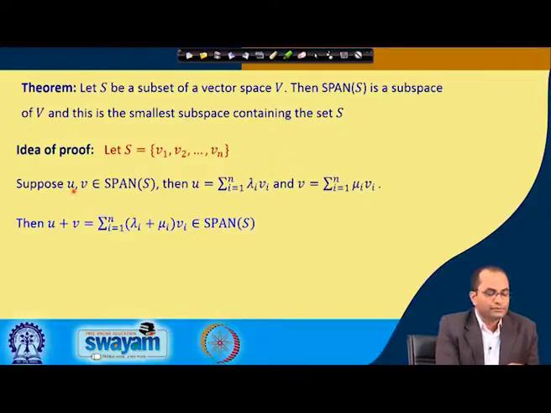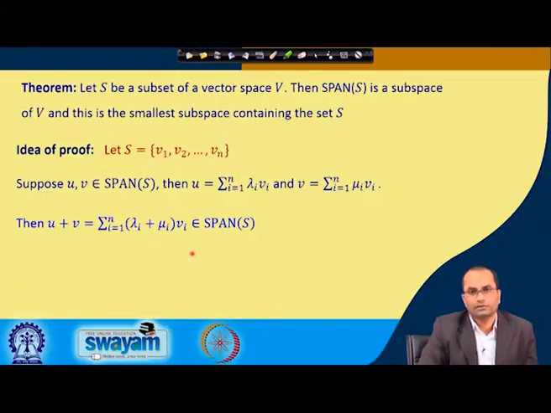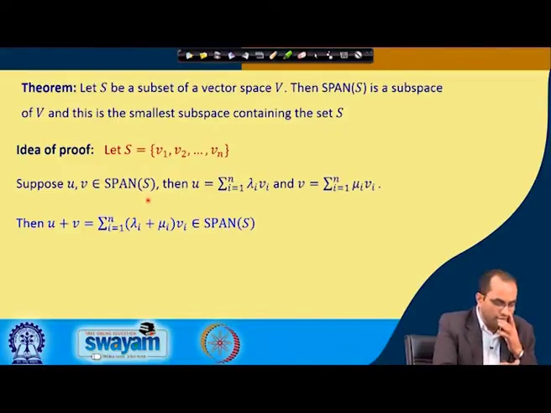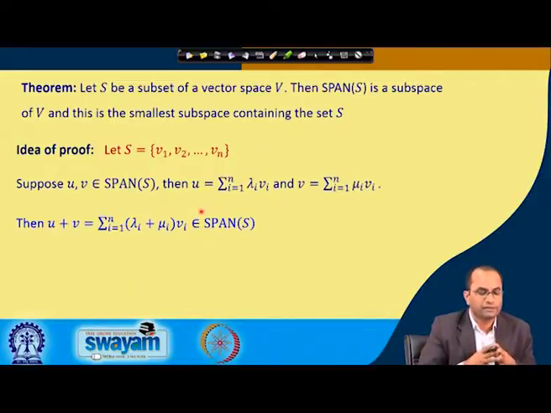Now, if we add them, u plus v, what will happen? This will be the sum of lambda i plus mu i, times vi. So, again this is a linear combination of the vi's, because when lambda i and mu i are real, their sum is also a real number. So, this will also belong to span S, because span S contains all linear combinations of the vi's, and this is a linear combination. So, definitely this will also belong to span S.